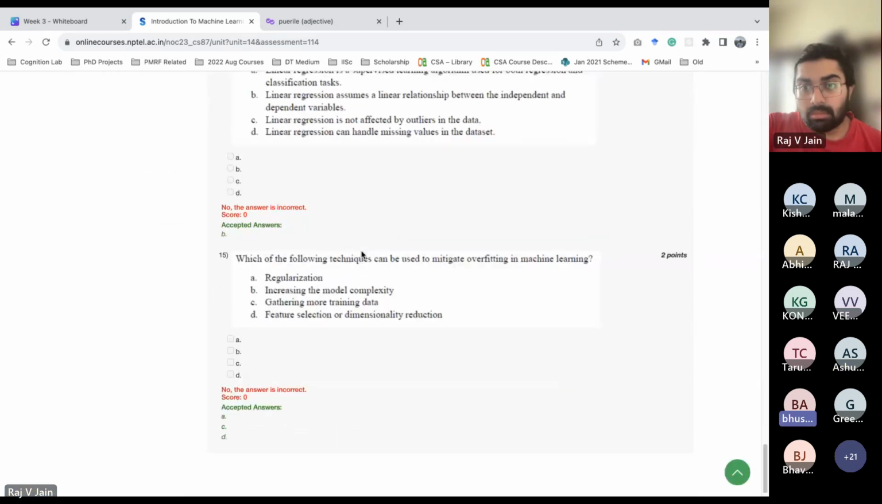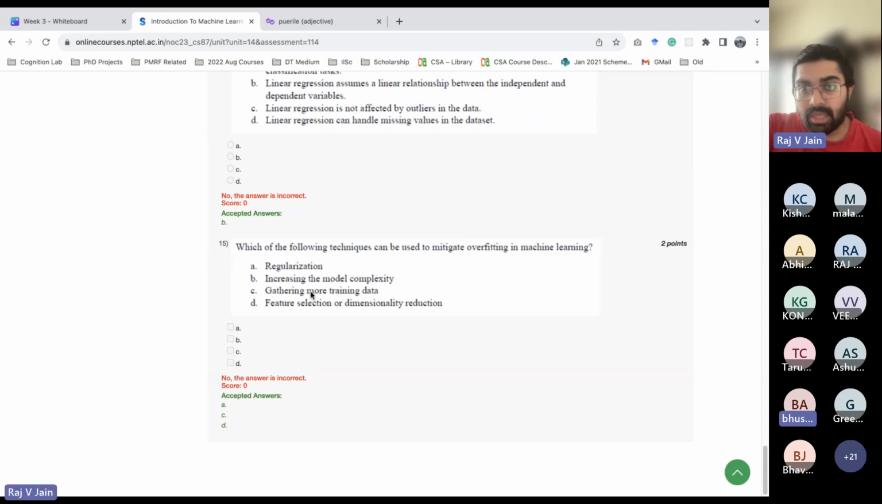Why gathering more training data? Yeah. 15C, why? We already spoke, right? Because when you have more data, you can learn more patterns. So hopefully you will have less test error, which means you're not overfitting, right? Okay.